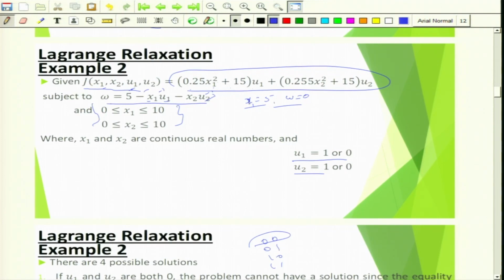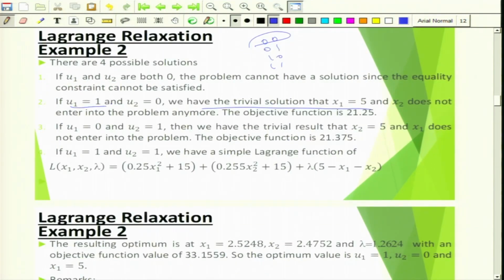Now you put this value of x1 is equal to 5 and u1 is equal to 1, u2 is equal to 0 into the original function, you get a value for J, which is nothing but 0.25 into 25 plus 15, right, into 1 plus 0. But anyway, this is gone. For this combination of u1 is equal to 1, u2 is equal to 0, there is a solution possible where x1 is equal to 5, the equality constraint is met and the objective function comes out to be 21.25, right.